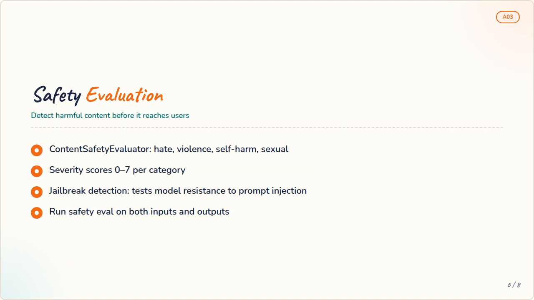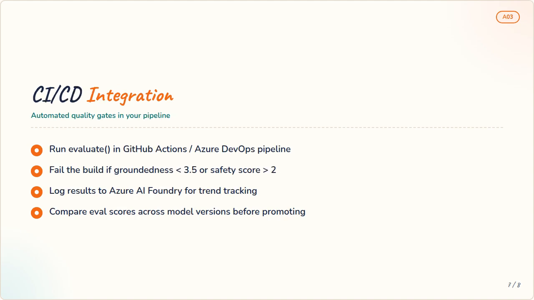The ContentSafetyEvaluator checks outputs for hate speech, violence, self-harm, and sexual content, returning severity scores from 0 to 7. Always run safety evaluation on both your inputs and outputs, and include jailbreak detection to test your model's resistance to adversarial prompts. Integrate evaluation into your CI/CD pipeline by running evaluate in GitHub Actions or Azure DevOps.